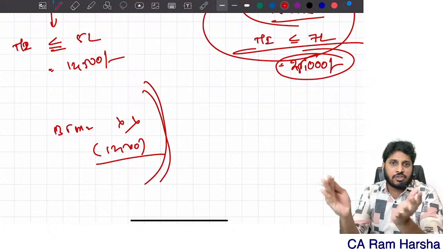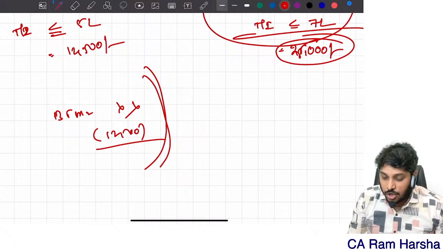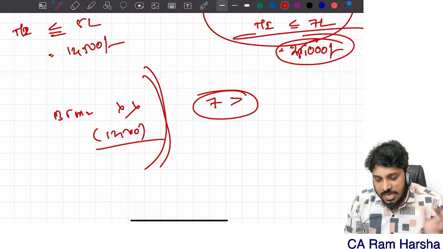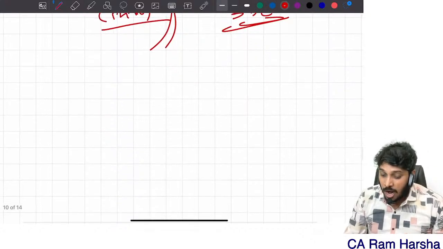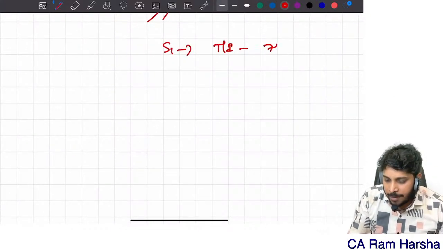Up to 25,000 you can straight away reduce. Sometimes, the SSC's total income might be crossing more than 7 lakhs. At that time, how to calculate the rebate? Step number 1: total income minus 7 lakhs, how much?